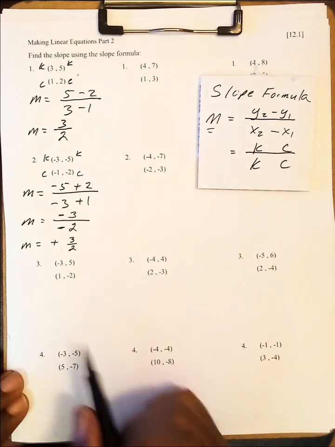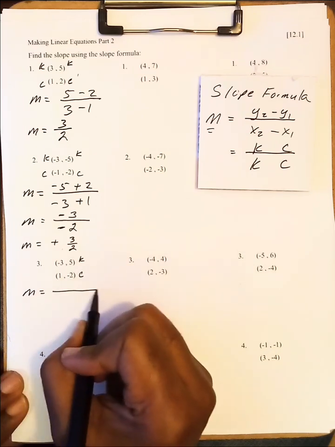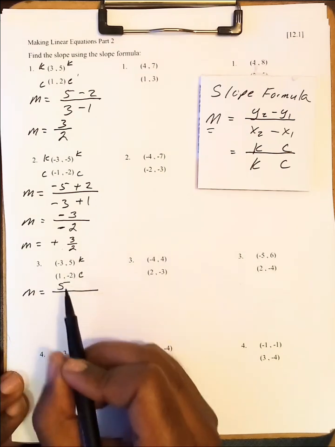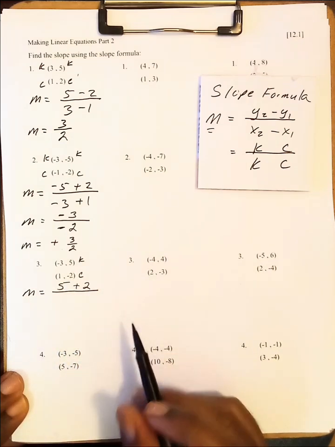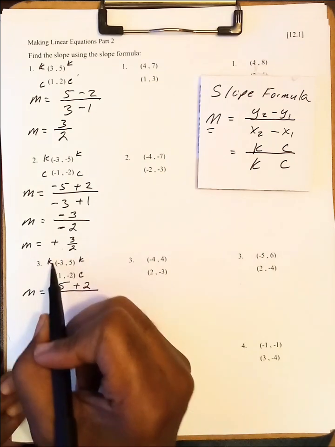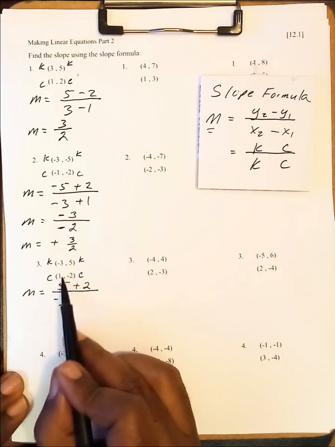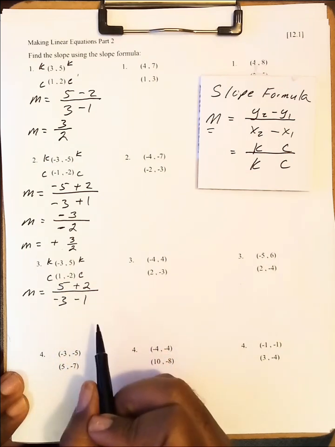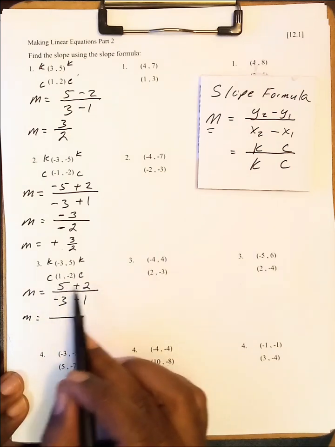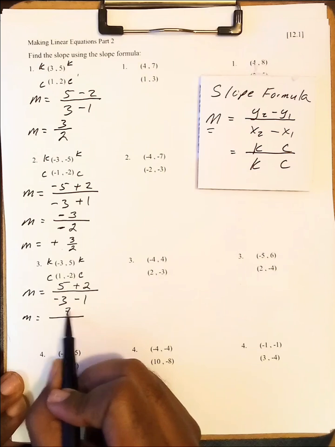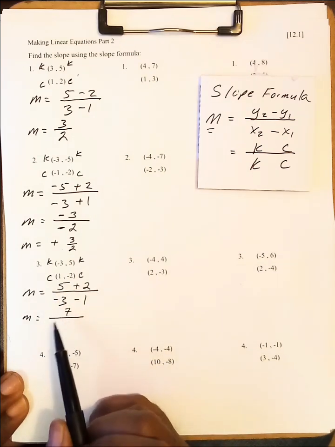Okay, next one, number 3. We're going to do keep and change. So our slope is going to be, we're going to keep our 5 and change the negative 2 to a positive 2. Here, for the x's, we're going to do a keep and change. Keep the negative 3 and change our positive 1 to a negative 1. Okay, and now let's simplify that. Same signs, so they're going to add. 5 and 2 add, and you get a 7. Furthermore, bigger sign wins, which is the 5, so that's going to be a positive 7.